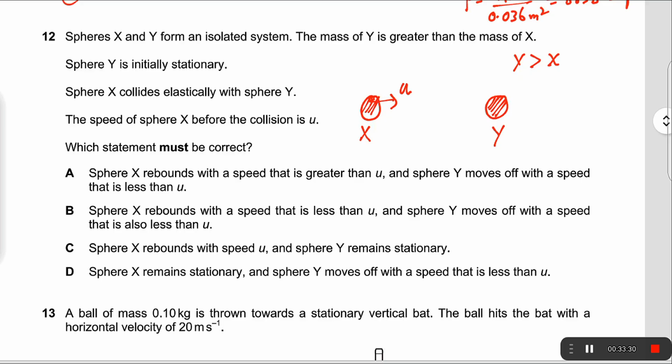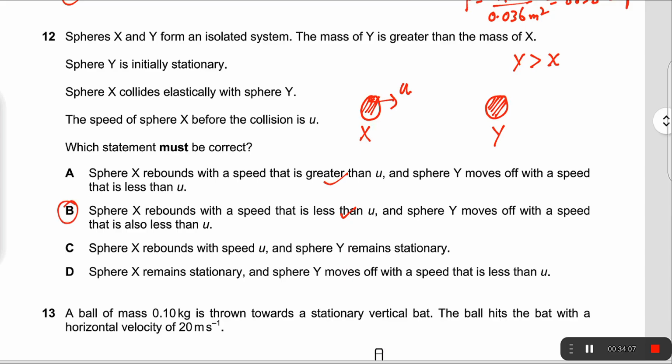No, how is it possible that it is greater than U? Sphere X rebounds with a speed less than U, maybe we are thinking about this, and sphere Y moves off with a speed that is also less than U. Maybe possible, but I will check what is written here. Sphere X rebounds with the speed U, the same speed? No. Sphere Y remains stationary? How is it possible to remain stationary? Sphere X remains stationary? How is it possible? So there is only one option, that is B.